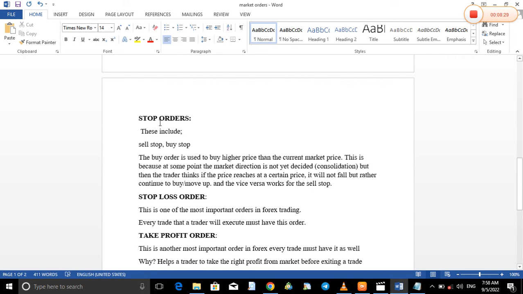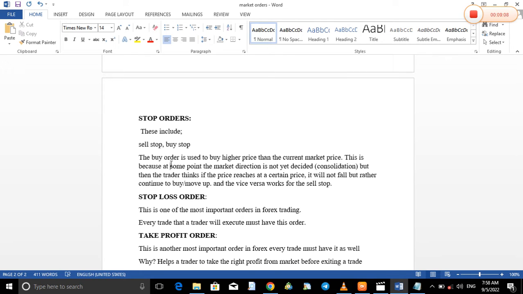I'm moving on to another order, which is called stop orders. Now stop orders are differentiated into two. We have what we call sell stops and buy stops. I'm going to start with the buy stop. The buy stop is used to buy at a higher price than the current market price. This is because at some point the market direction is not yet decided, there is consolidation, but then the trader thinks if the price reaches a certain price, it will not fall but rather continue to move up, and the vice versa works for the sell.